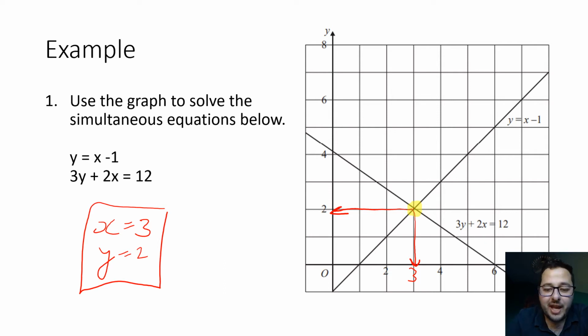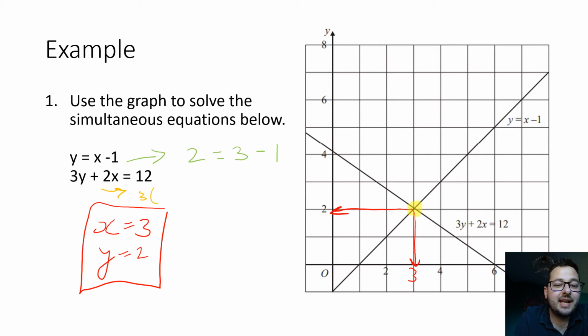Now we can just double check these if you wanted to by sticking them into these equations. So here we've got y is x minus 1. Well, y is 2 and that equals 3 minus 1. So that works.